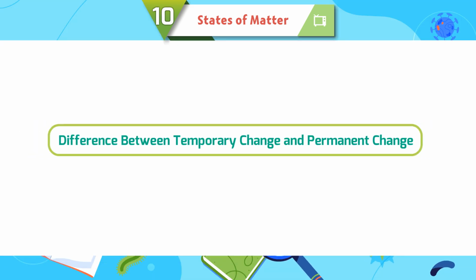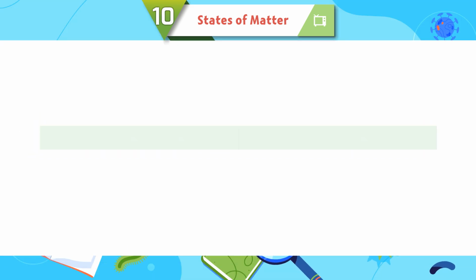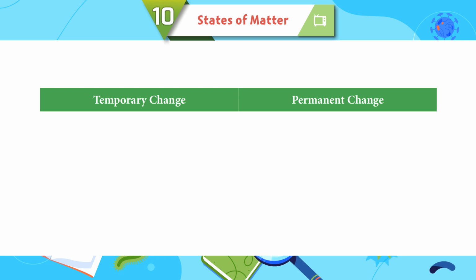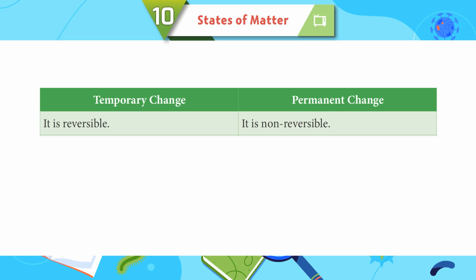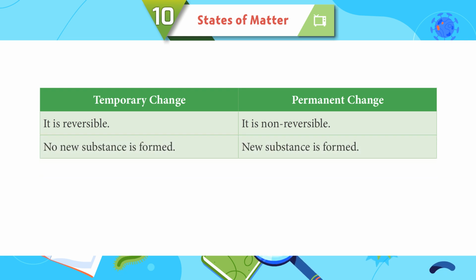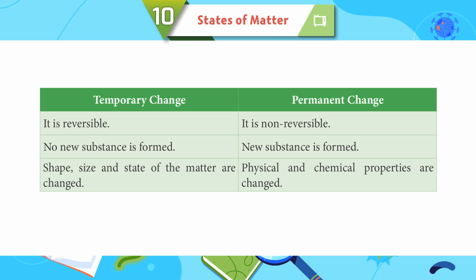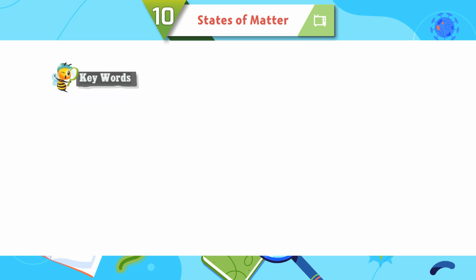Difference between temporary change and permanent change. Temporary change: it is reversible; no new substance is formed; shape, size, and state of matter are changed. Permanent change: it is non-reversible; a new substance is formed; physical and chemical properties are changed.